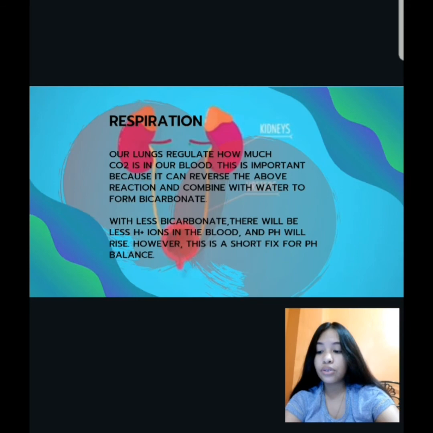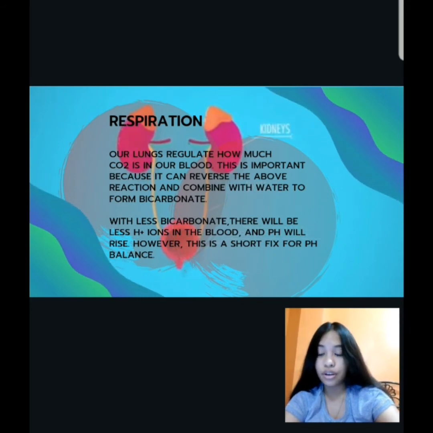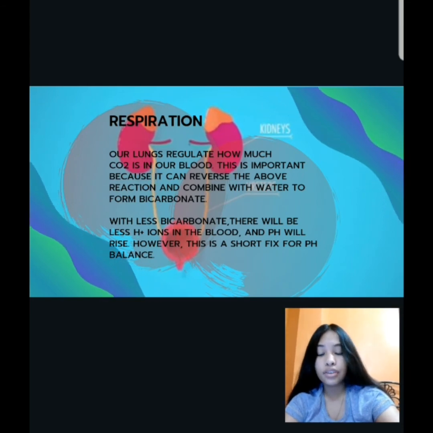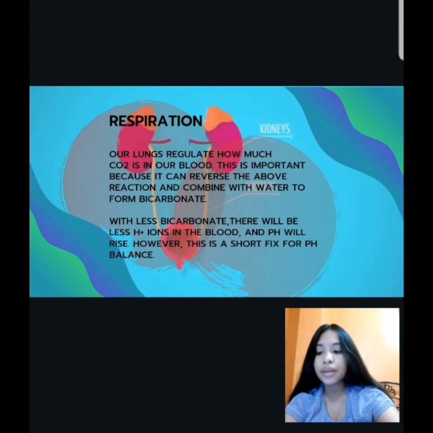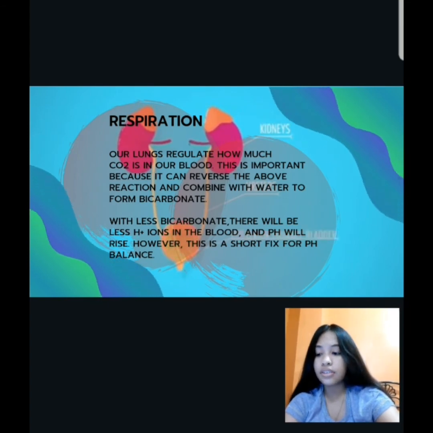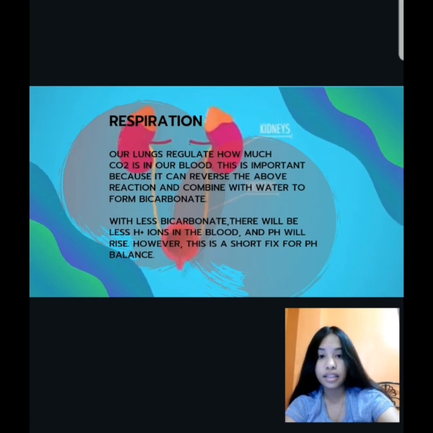Another vital component to acid-base balance is respiration. Our lungs regulate how much CO2 is in our blood. This is important because it can reverse the above reaction and combine with water to form bicarbonate. With less bicarbonate, there will be fewer H+ ions in the blood and pH will rise. However, this is a short fix for pH balance.